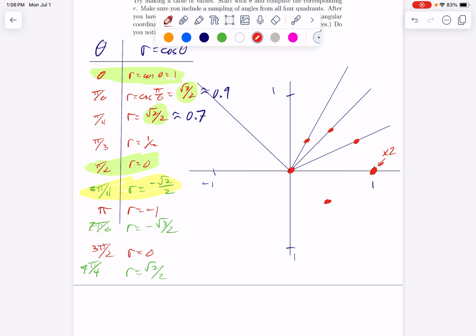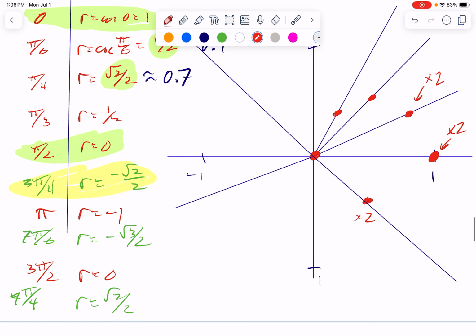So some of these points repeat. What else do we have? If we go in the 7 pi over 6 direction, something like so, we go negative root 3 over 2. Well, that gives us this one again, right? That one also repeats. In the 3 pi over 2 direction straight down, that's another 0, so this one repeats. And in the 7 pi over 4 direction, the point that we already plotted there repeats. So we might suspect that all of these would repeat if we pick the right things.